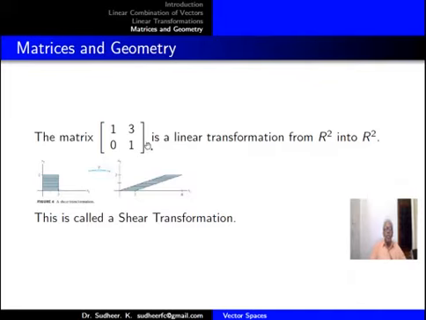Let us see what is the effect of the matrix [1 3; 0 1]. It's a linear transformation from R2 to R2, and the unit square, that means the square with the 4 corner points as (0,0), (1,0), (1,1) and (0,1), is transformed like this. So the image of the square will be such a parallelogram, and this is called a shear transformation. So you call this effect a shearing. Here the shearing is towards the right side.